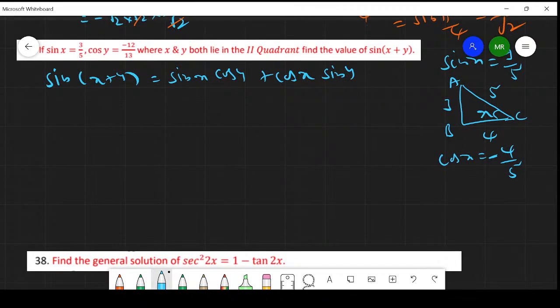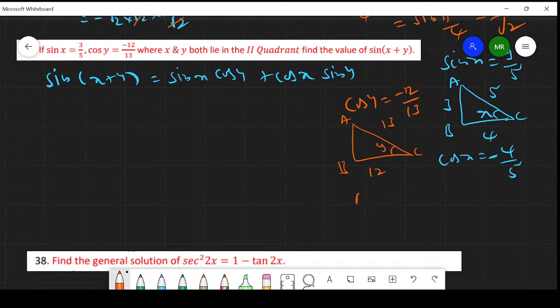Similarly, they have given cos y and I want sin y. Cos y is equal to minus 12 by 13. So think about this triangle. This is the angle y, this side is 12, and this is 13. Triangle ABC. Use Pythagoras theorem, I want the other side.